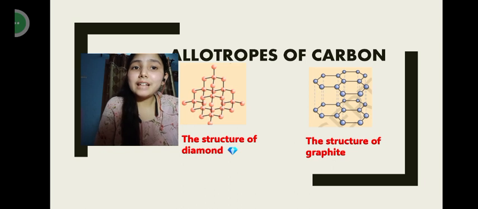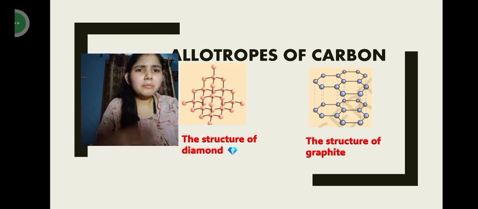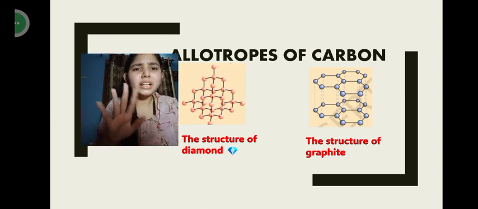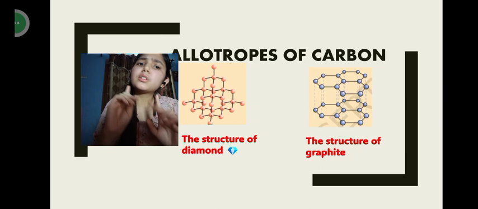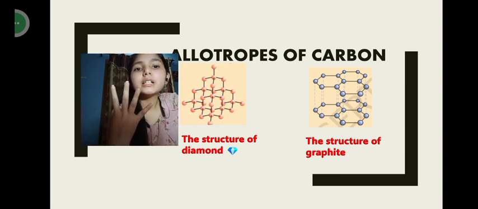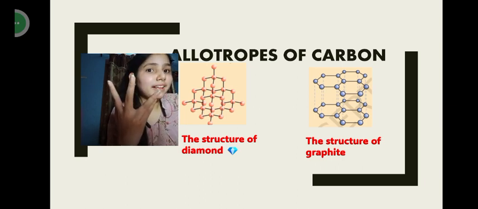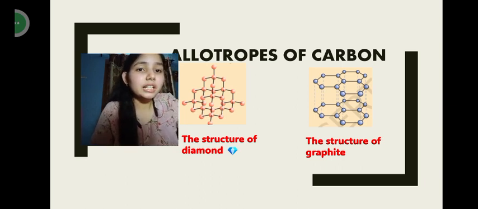One more thing: diamond has no double bonds. Why? Because carbon can make four bonds only, and it is making them with four carbons, so there are only single bonds. There is no double bond in diamond, and there are double bonds in graphite. Because carbon can make four bonds and it is making three bonds with individual carbons, then what about the fourth one? It forms two bonds with one carbon, like that. So graphite contains double bonds.